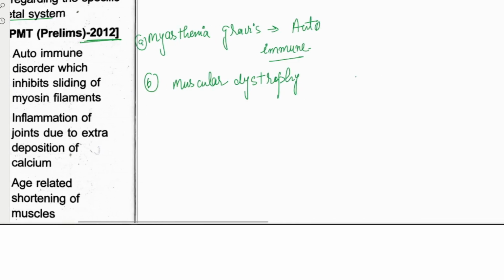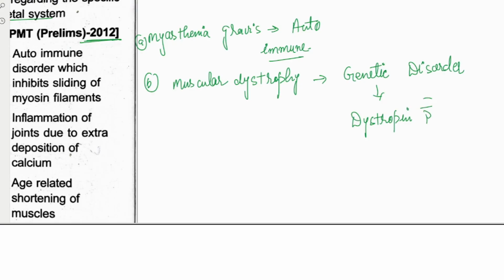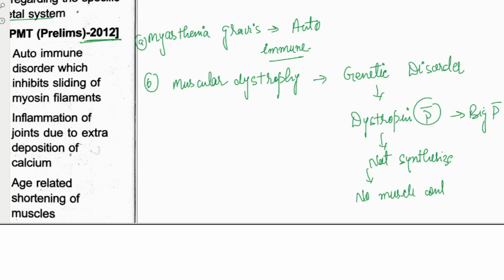Muscular dystrophy is what? It is a genetic disorder. In this disorder, a very important protein named dystrophin, which is a big protein, is not able to be synthesized. So because of that there will be no proper muscle contraction. Because of that we can say it is affecting the sliding filament theory.